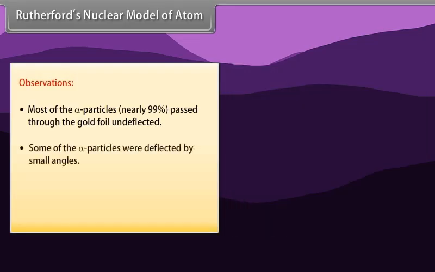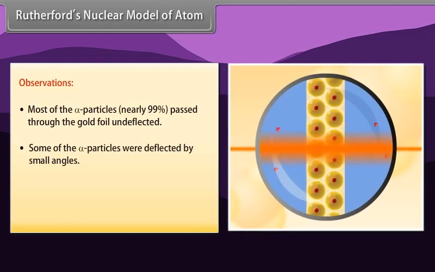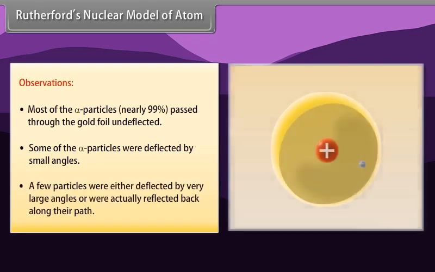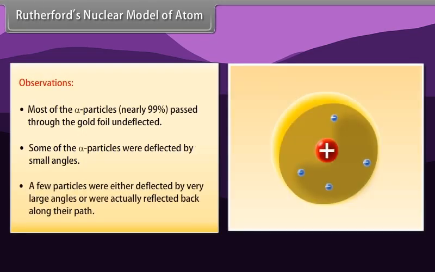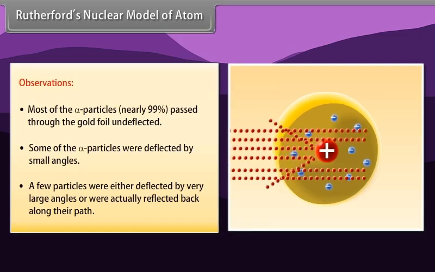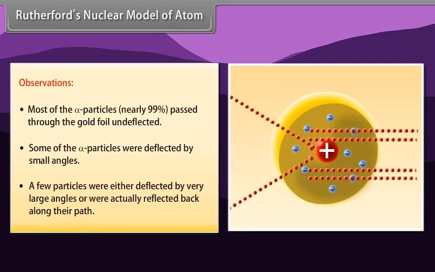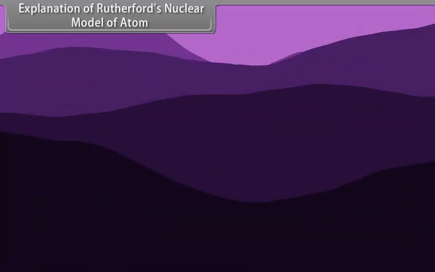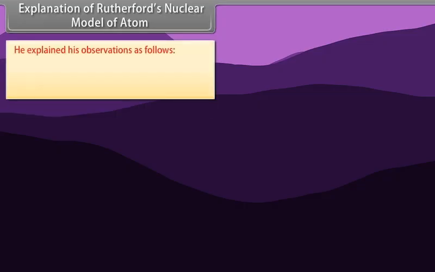Number 2. Some of the alpha particles were deflected by small angles. Number 3. A few particles were either deflected by very large angles or were actually reflected back along their path. Explanation of Rutherford's nuclear model of atom. He explained his observations as follows.